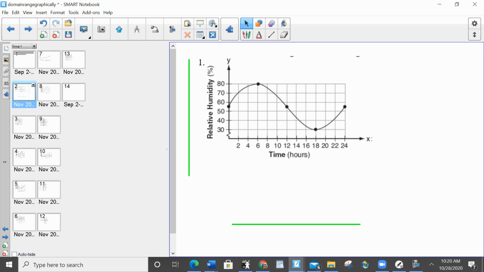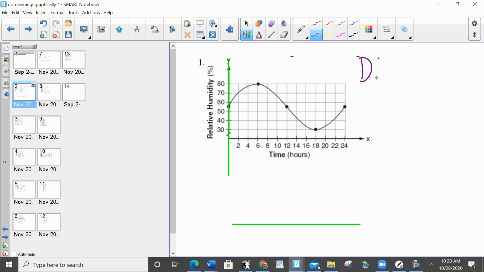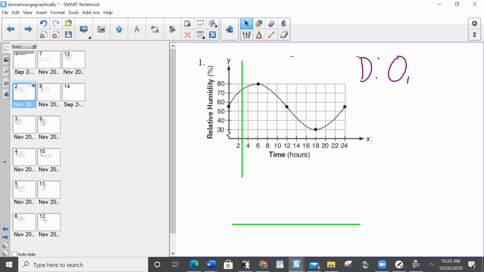So I'm going to start on the left. Is there graph all the way out here at negative infinity, or is there an arrow pointing out here? No. At what x value does my graph start? Well, it starts right here. That x value is 0. I have graph, graph, graph, graph, graph, graph. My graph ends at 24.